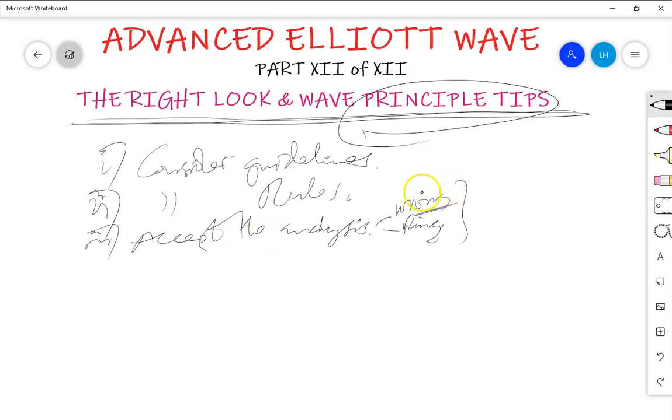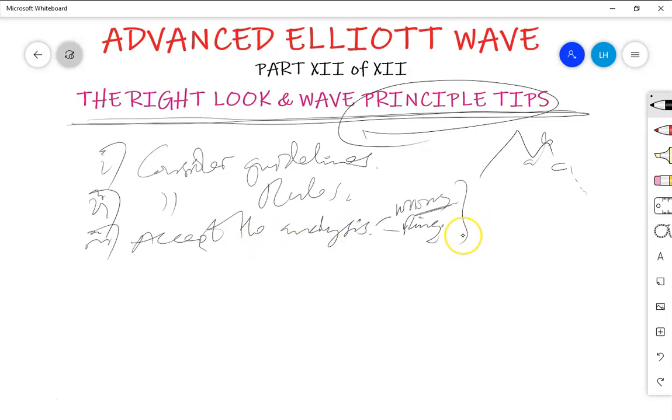Because sometimes you may be forcing things. You have made your own count. Maybe you had this one as an ABC, but you find that the market is still going down. Don't stick to an ABC and keep extending the stop loss there. You have to accept that if the market exceeds a certain level, my ABC is no longer correct. That's what we call accepting the analysis, and especially accepting when you are wrong.